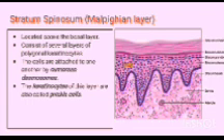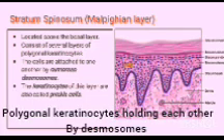What is unique about the stratum spinosum? Whenever you hear stratum spinosum, you think of spines. Okay, what are spines? Prickle cells. Prickle has spines. Whenever something is a prickle, you should have projections, spines. So this stratum spinosum contains polygonal keratinocytes. These polygonal keratinocytes hold each other. They are not separated, they hold each other. They are numerous and they hold each other through desmosomes.